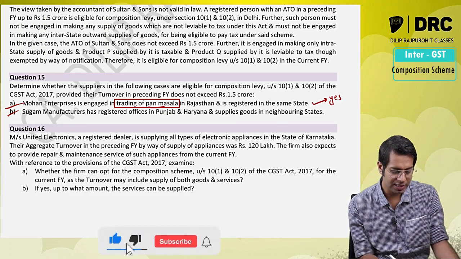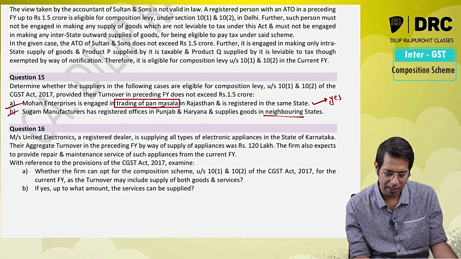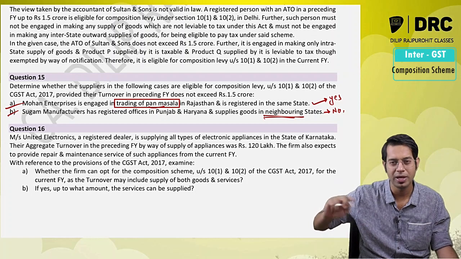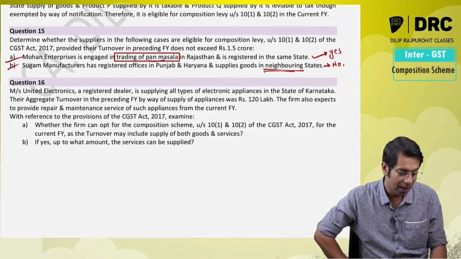Sugam Manufacturers is registered in Punjab and Haryana and supplying goods in neighboring states. Can it become a composition dealer? No, because it is supplying to neighboring states, that is interstate outward supply, it cannot become a composition dealer.